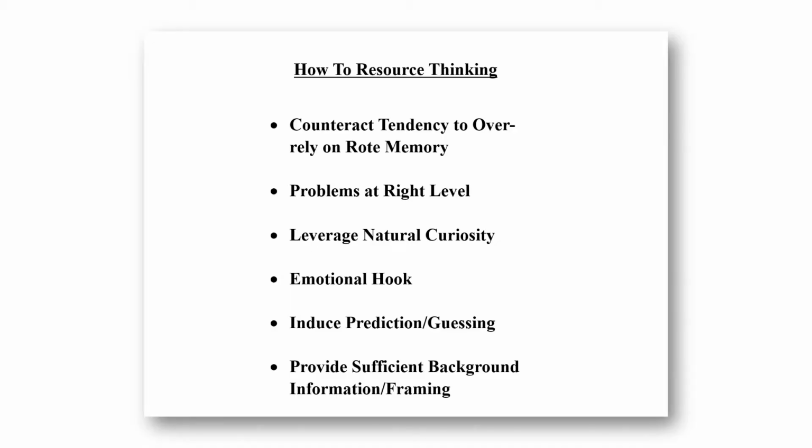Next, prediction or guessing will also help us to understand the problem, understand the context, and to persist through the frustration. And fifth, of course, is background or info framing that helps us to understand why we're doing what we're doing. So to summarize, this is just a summary of how to resource thinking. That is, how to build support mechanisms to help students persist through the frustration that they inevitably will start to have when they are just learning how to do critical thinking.